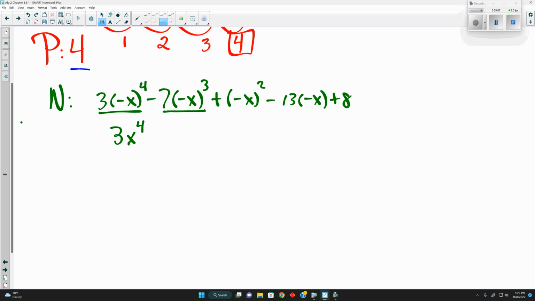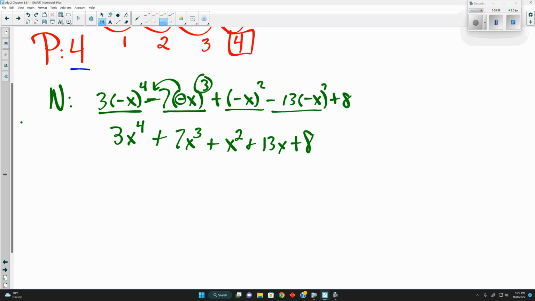Now the next one's an odd power, so we'll have 7x cubed, but because of the odd power, the sign is going to change from negative to positive. The next one is even, so it's going to stay the same. Since it was positive, it's going to stay positive. The next one, since the degree is odd, the sign's going to change from negative to positive.